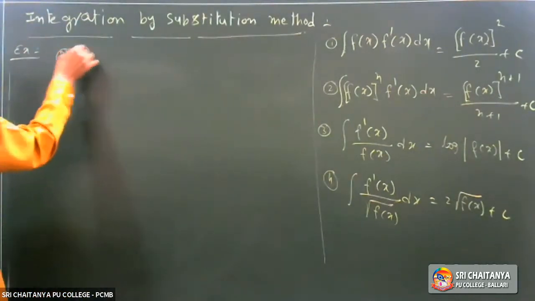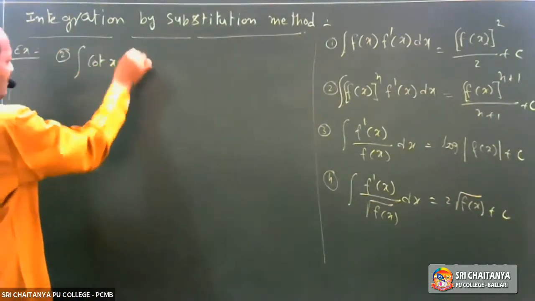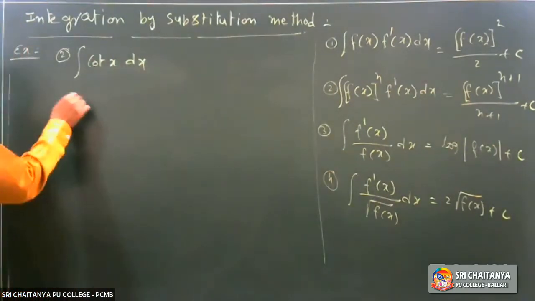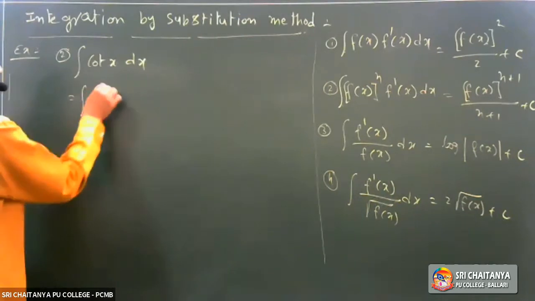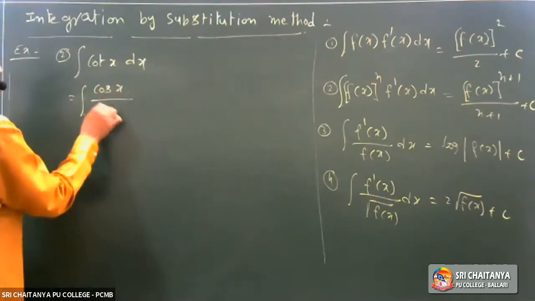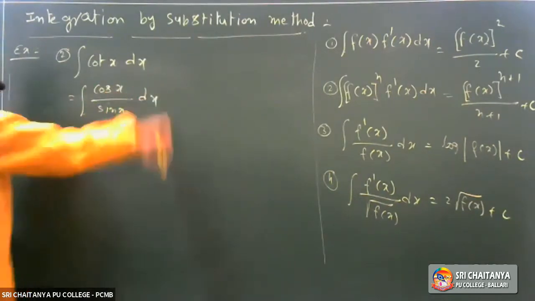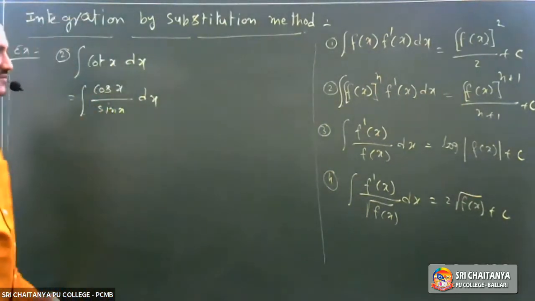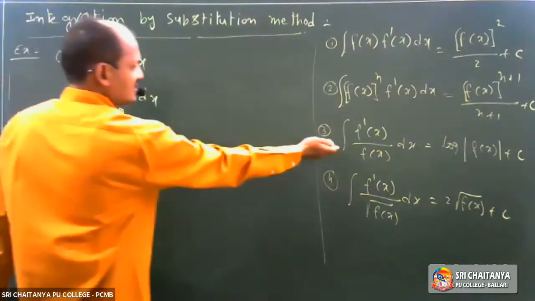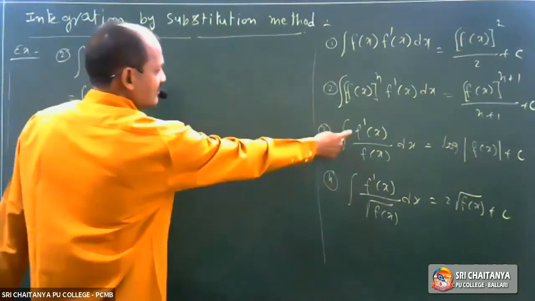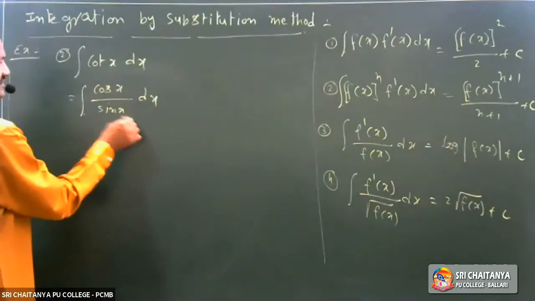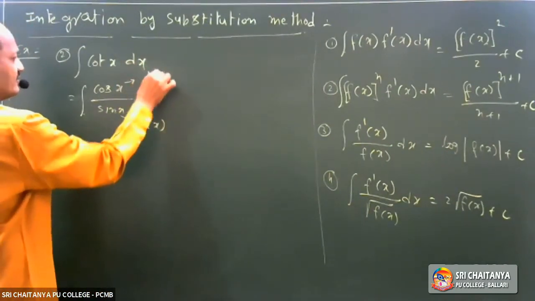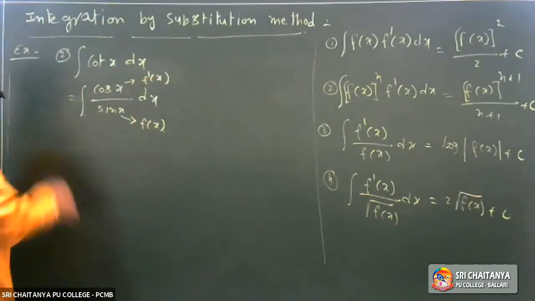Second example, integral of cot x dx. Integral of cot means cos divided by sin. Tan is equal to sin by cos. Cot is equal to cos by sin. So directly by using the third property, f dash of x by f of x. Consider sin x as f of x, and cos x is its derivative. Derivative of sin is cos.